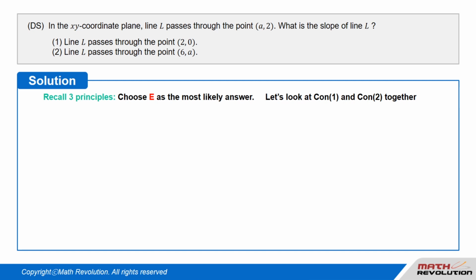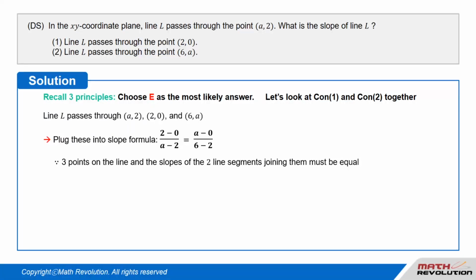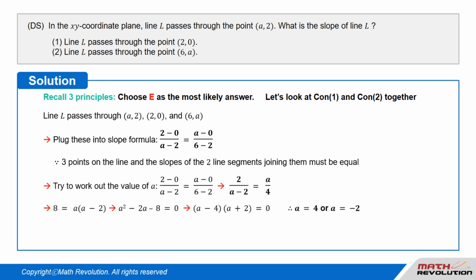Let's take a look at conditions 1 and 2 together. Line L passes through (a, 2), (2, 0) and (6, a). If we plug these values into the slope formula, we get (2 minus 0) over (a minus 2) equal to (a minus 0) over (6 minus 2). Since we have 3 points on the line, the slopes of the 2 line segments joining them must be equal. Let's try to work out the value of a.